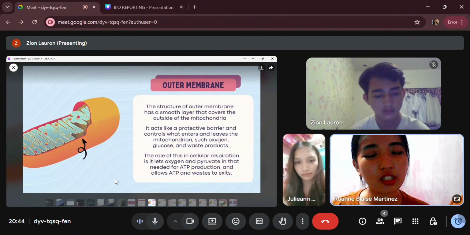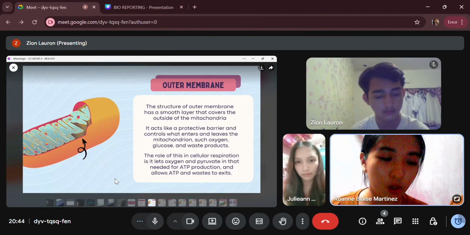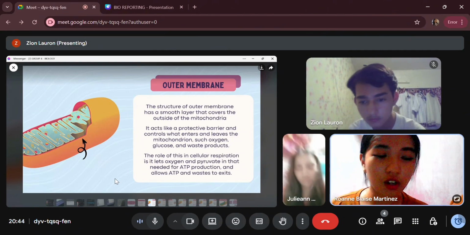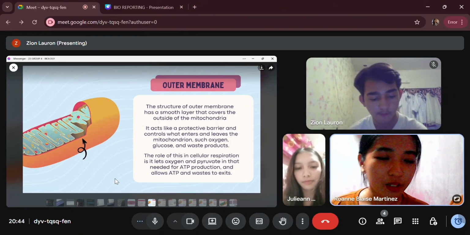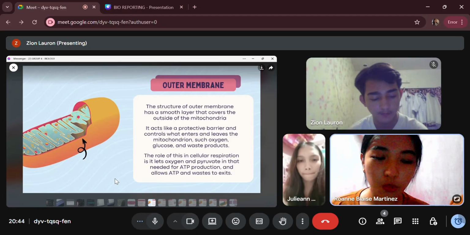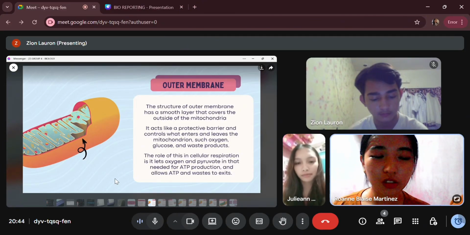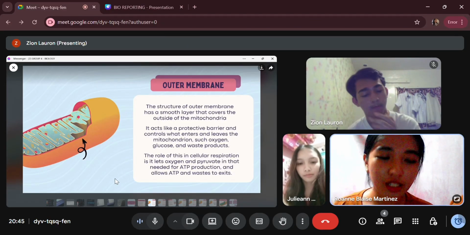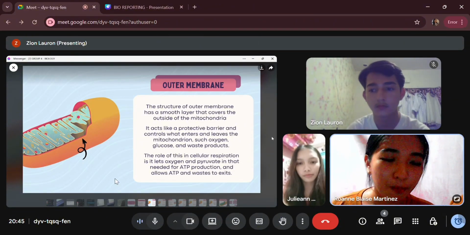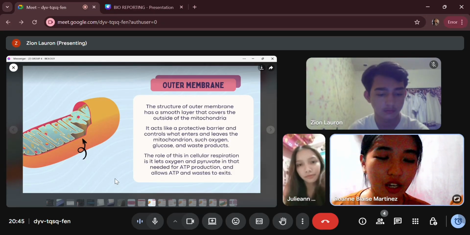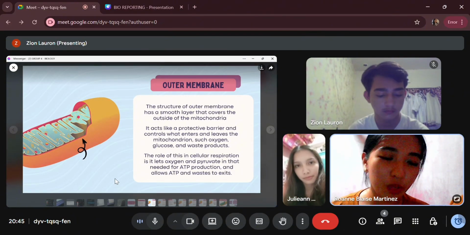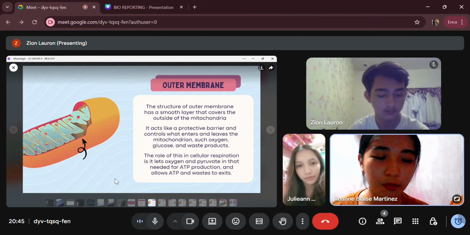For further explanation, the outer membrane of the mitochondria is like its protective coat. Its structure is smooth and it fully covers the outside of the organelle. Its function is to act as a protective barrier, but not a solid wall. Instead, it works like a gatekeeper that controls what goes in the mitochondria. Important materials like oxygen and glucose can enter because they are needed to produce energy, while waste products are allowed to leave so they don't build up inside.